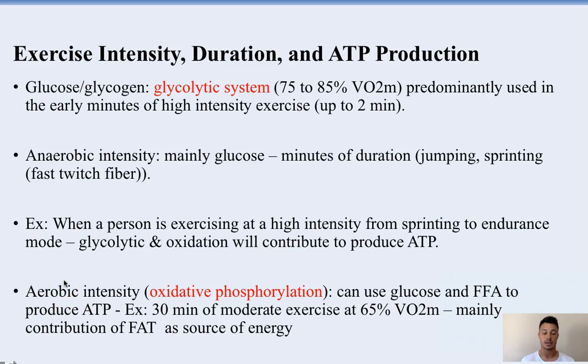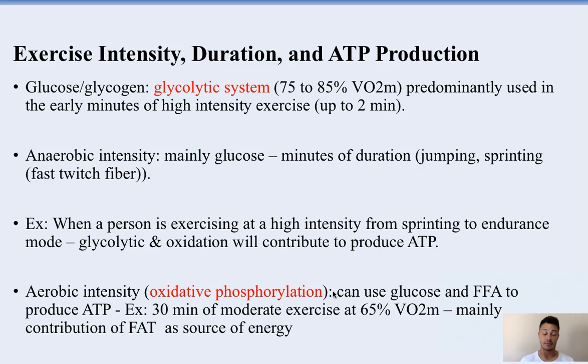In terms of aerobic intensity, which requires the use of oxygen to break down the substrate, we also call it the oxidative phosphorylation system. The system can use glucose and fat to produce ATP. For instance, 30 minutes of moderate exercise at 65% intensity of VO2 max. The main contribution will be fat as a source of energy, and as mentioned previously, when we use the fatty acid, we can have up to 108 ATP. So this system contributes a lot more ATP compared to one molecule of glucose in the glycolytic system.